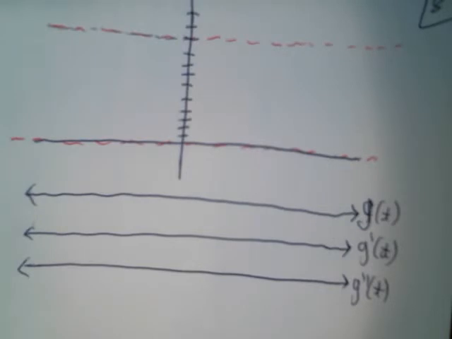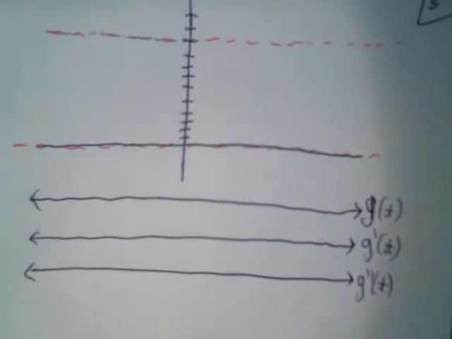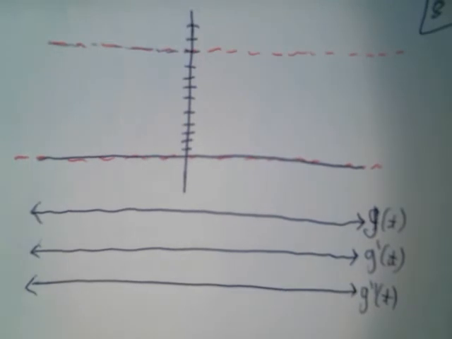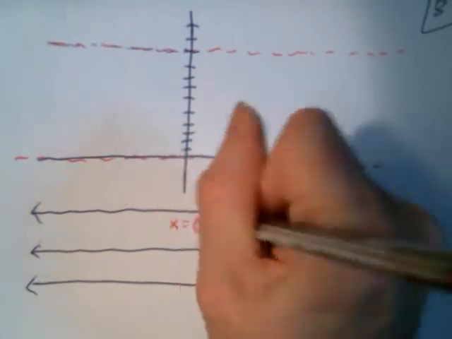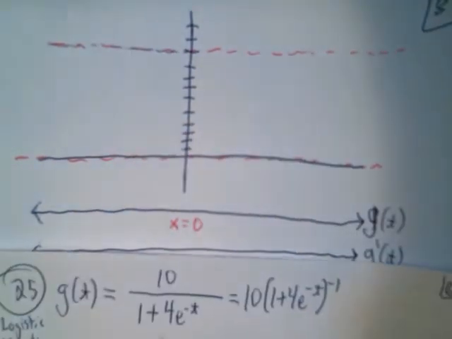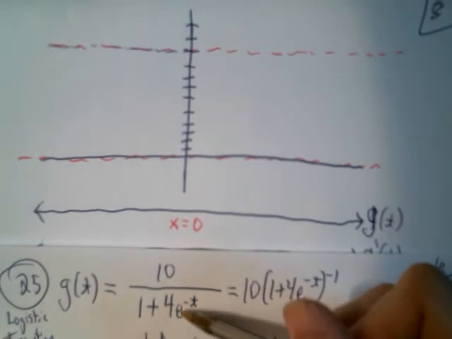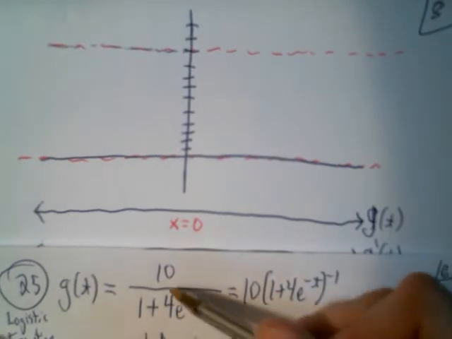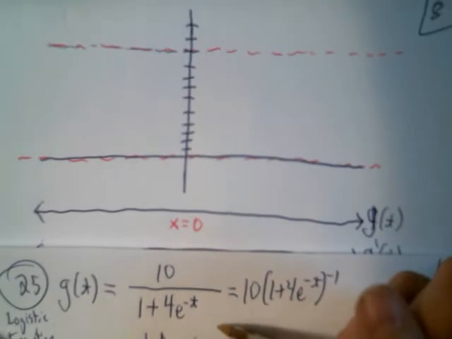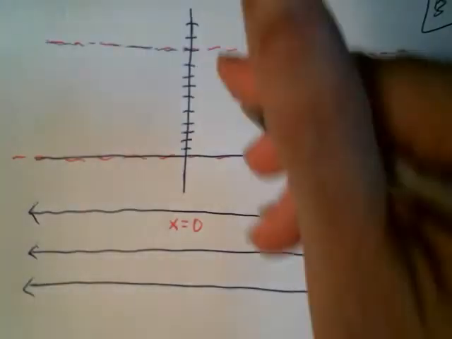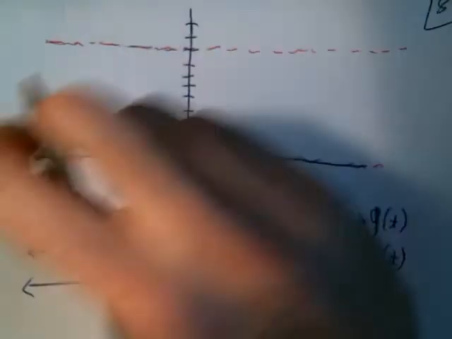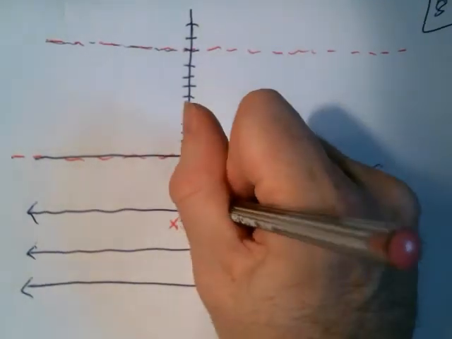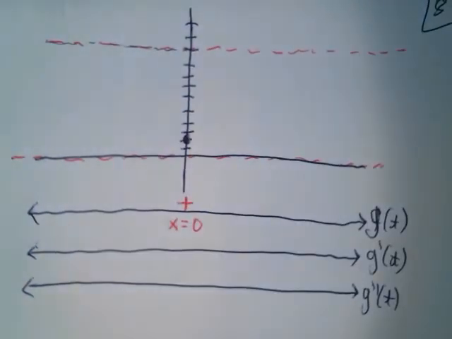On the original number line, there's no intercepts on the x-axis, so all we have to do is a test value. Let's try x is 0, and plug that into the original function. 10 over 1 plus 4 times e to the 0 is 10 over 1 plus 4, which is 10 over 5, which is 2. And of course, we found that to be the y-intercept anyways. So let's go ahead and plot that as well. Get this point right here. It's positive, so we're above the x-axis always.